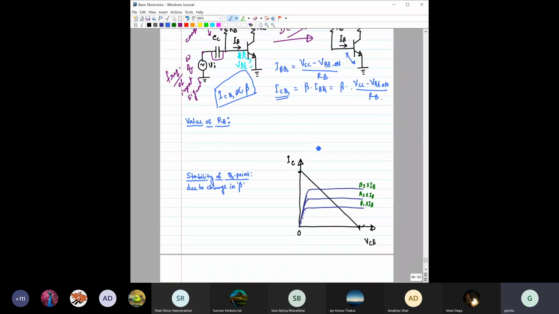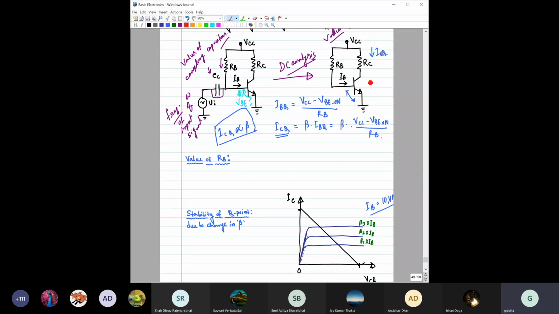To understand it clearly, consider this IB equal to say 10 microamps, right? Now suppose at first the current through ICQ was so high that the transistor got burnt out, and you have to replace this transistor with a new transistor. So earlier the transistor beta was beta 1, and you have a Q point here, right? This is the value of ICQ1 actually.